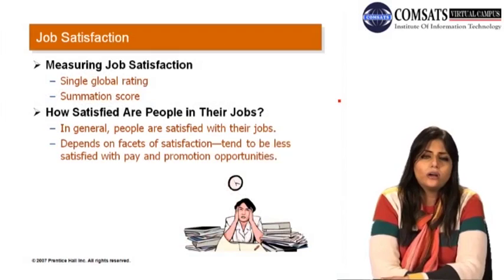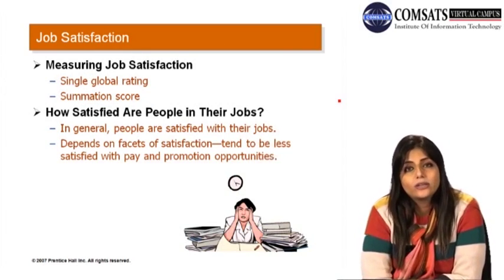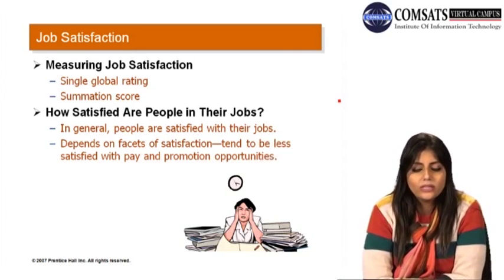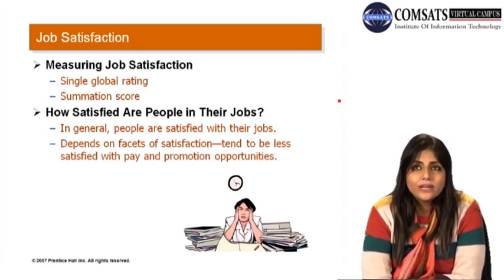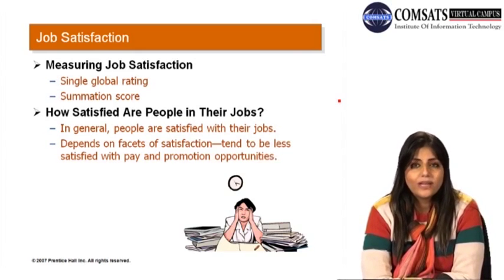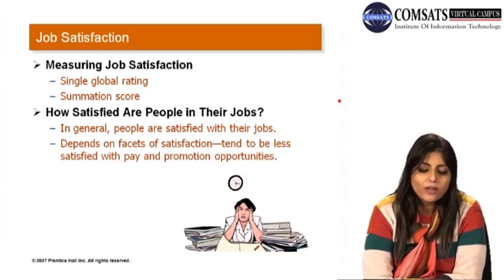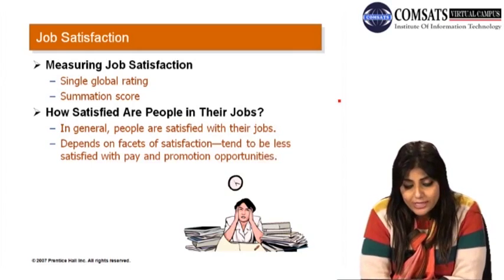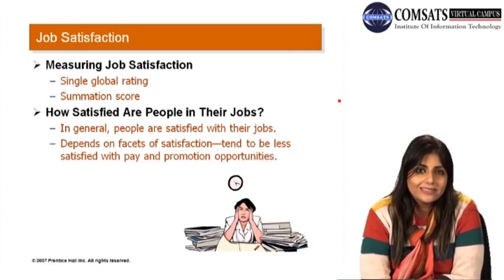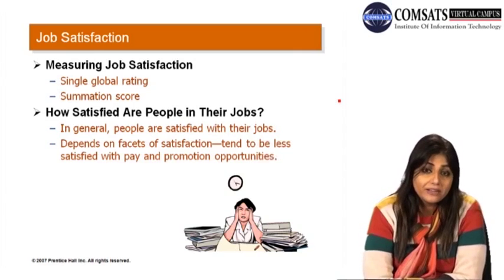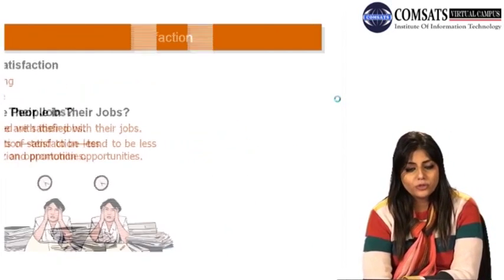So as I told you earlier, job satisfaction is measured using a single global rating, or a summation score, wherein all the different dimensions of the employees' jobs are gathered. Then how satisfied are people with their jobs? In general, they are satisfied with their jobs. It depends upon the facets of the satisfaction. They tend to be less satisfied with pay and promotion opportunities. In general, people tend to be less satisfied with pay and promotion, because that is maybe the most important factor for people, that is, what the pay is and what the different promotion opportunities are.